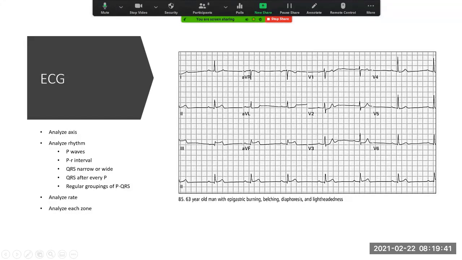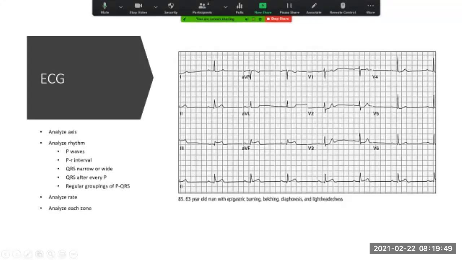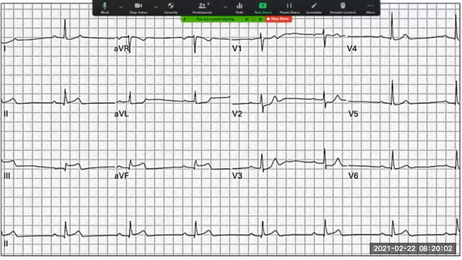We're going to go to the big picture just now, but let's have a look at what our history is. We have a 63-year-old man with epigastric burning, belching, diaphoresis, and lightheadedness. Anybody want to start venturing a guess as to what we should be thinking about, or what might be the problem? Nobody yet.